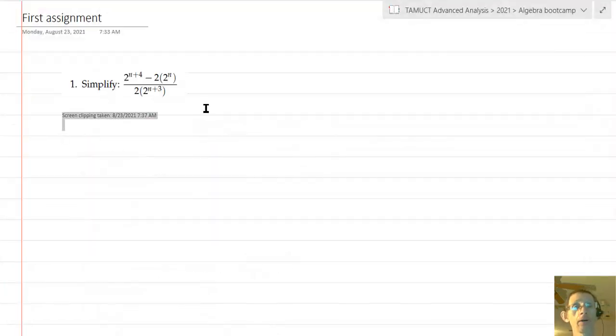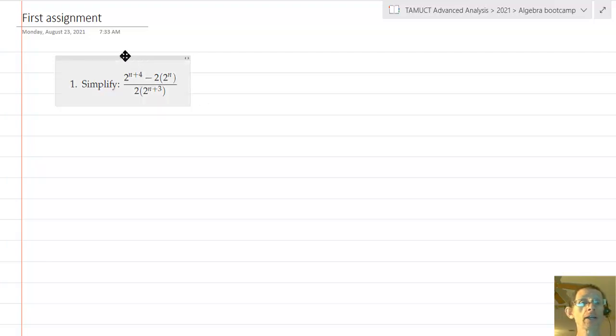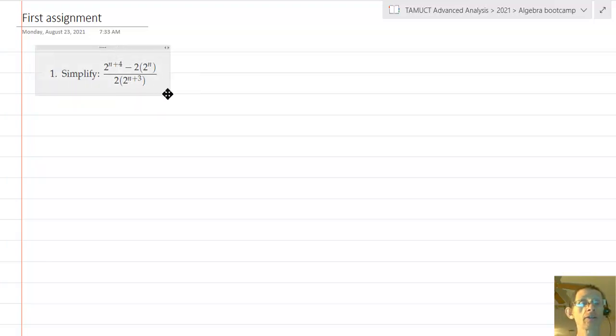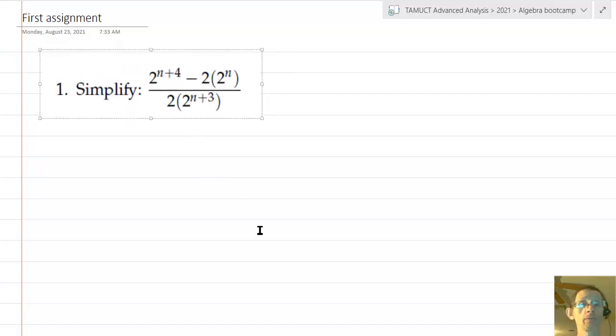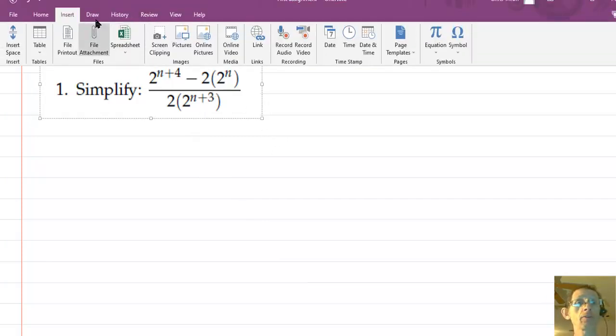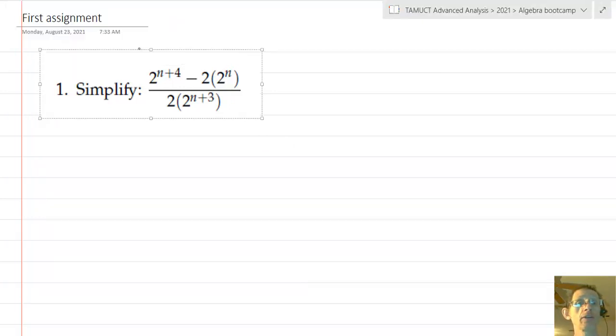What I want is for you to develop facility in looking at a problem and deciding what technique to use. Here you have this problem, and we need to decide how we're going to approach it. How do you simplify this expression? The first thing you can notice is that this expression does have exponents. Another thing you can notice is that the base is always 2. That means that you should be able to combine these terms.